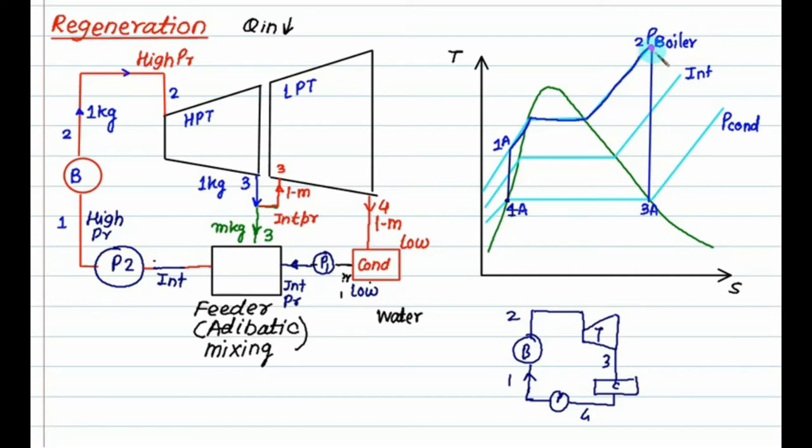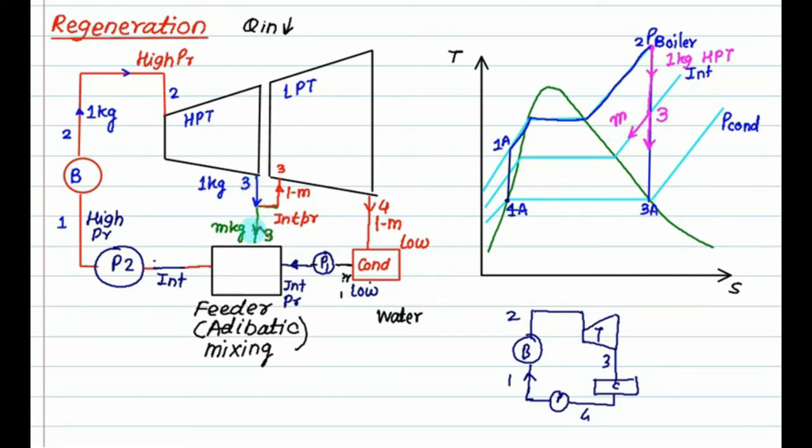Now I am moving from this point, and the expansion takes place up to point 3. From 2 to 3, expansion takes place, during which the mass is 1 kg. This process takes place in the HPT. At this point we have a division of mass: one mass goes to this side, and the other mass goes to this side. The mass going to this side is m.